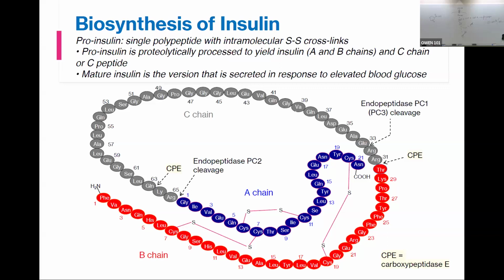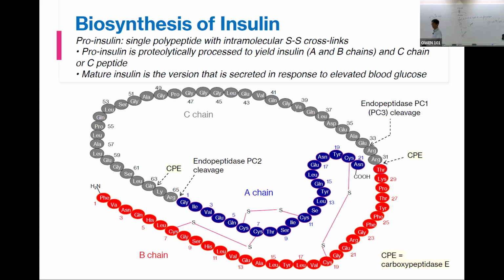And then you have carboxypeptidase E. So basically it cuts at this position. What you get is the A chain already cleaved and the B chain, the red one, also cleaved here. And because of the disulfide bond cross-link here, you get these two peptide chains together, A chain and B chain. And the C chain, the remainder, seems to have no activity.